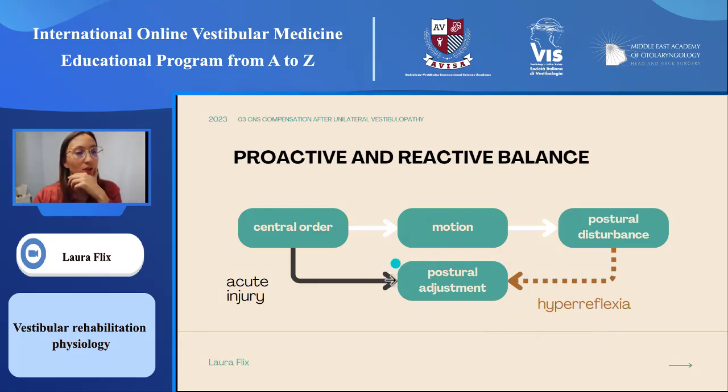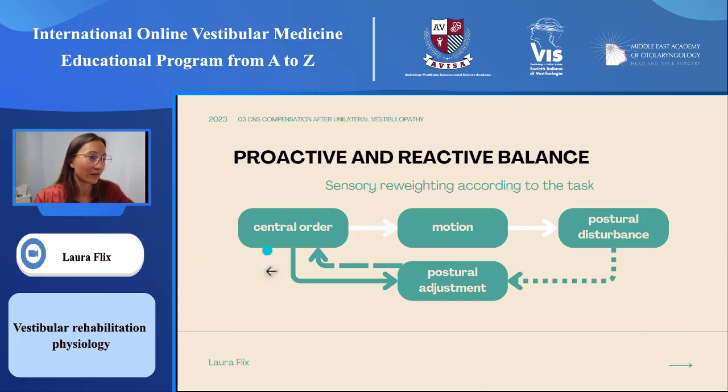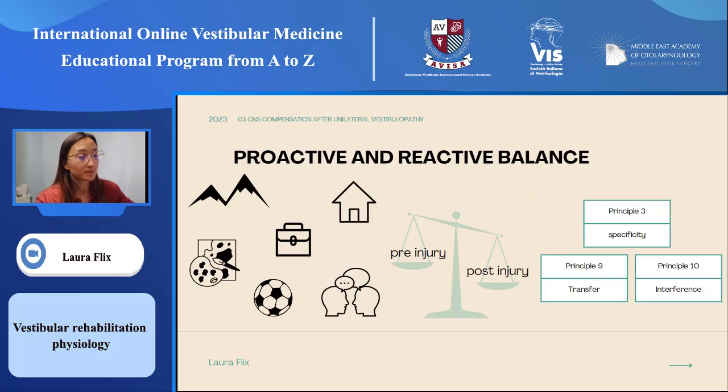So we will have a bigger postural disturbance that will come with this hyperreflexia that we have been talking about. In this situation, we will need a bigger postural readjustment, but this postural readjustment will also come with a feedback to the central order. This feedback can be used to improve the initial information that we should currently have about this postural adjustment, so we will have the sensory reweighting according to the task that will help to have this proactive balance better, no? And it will happen in a lot of different contexts, and here is where the principles of specificity, transfer, and interference of motor learning will be more important.